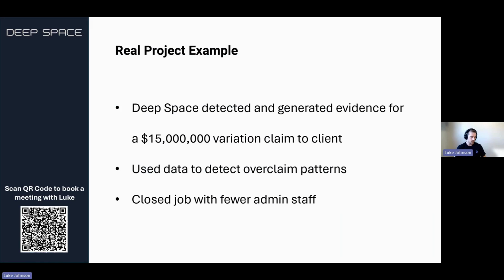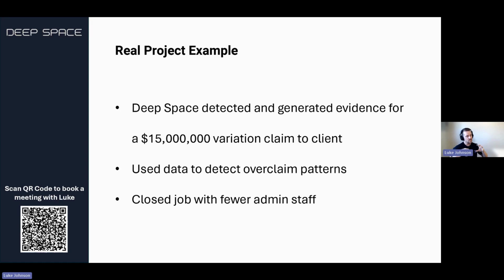Real project example, a large-ish project, a very large steel construction project. Between the design bidding stage and the full construction stage, it was uncovered that there's a $15 million variation just in the steel supply. Deep Space helped to dig into that, get the evidence behind it. That formed part of the variation claim back to the client. Client paid it because it was all tracked. They had trust in the system and the data that was captured there.